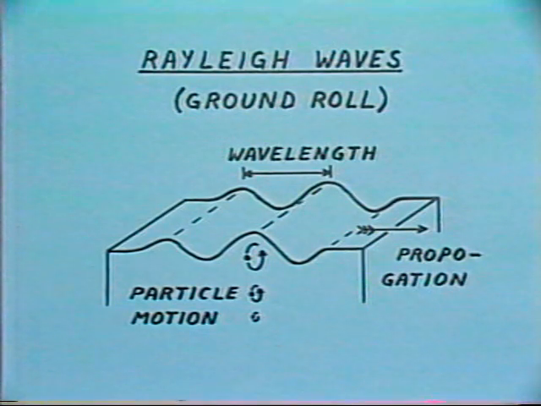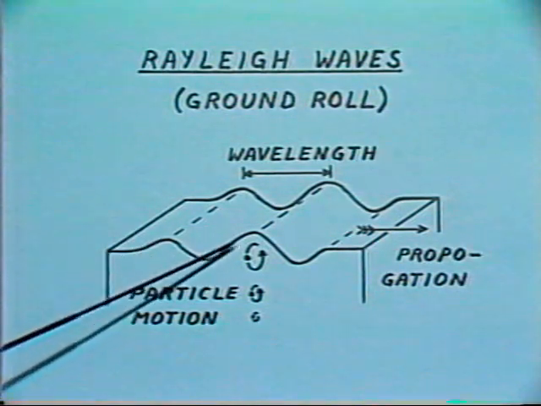The third type of wave motion that we'll look at is the Rayleigh wave, sometimes called ground roll. Now, the Rayleigh wave is a wave motion which takes place at the surface of the Earth, and it's the type of wave with which people are probably most familiar because it's the type of wave you would get on the surface of a pool of water if a stone were dropped in, for instance. A series of ripples would spread out on the surface, and those ripples are in fact a Rayleigh wave motion.